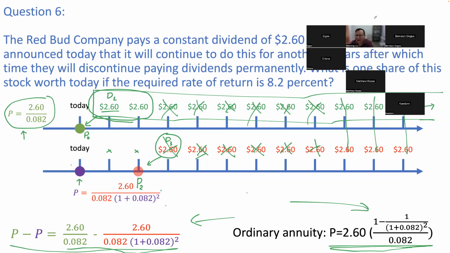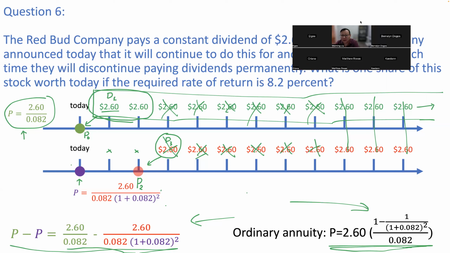Okay, if you understand this, please give me a sum up. 1, 2, 3. Okay, very good. Do you have any question? No? Okay.